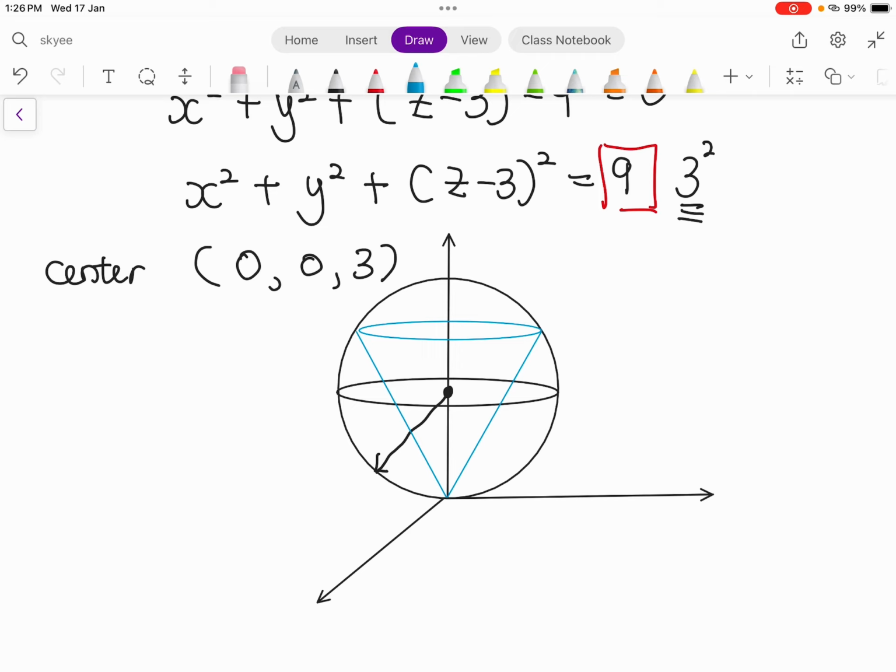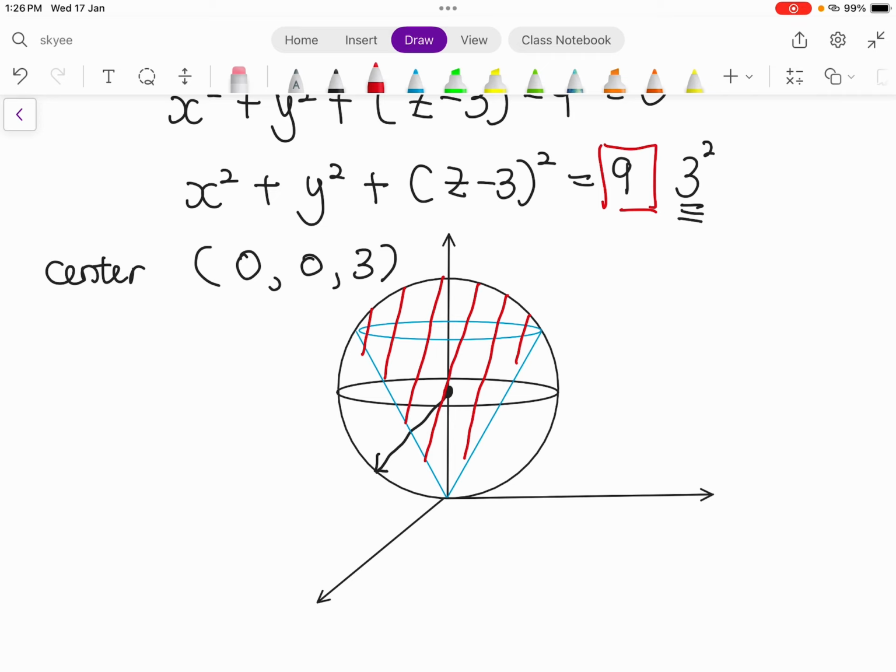Now we have to read back our question. The question says the solid is bounded below by the cone, which means the bottom of the solid is bounded by the cone, and it is inside the sphere. So I will select this region to represent our solid. You must shade this to show that you understand where the solid is. So you have sketched the 3D graph.